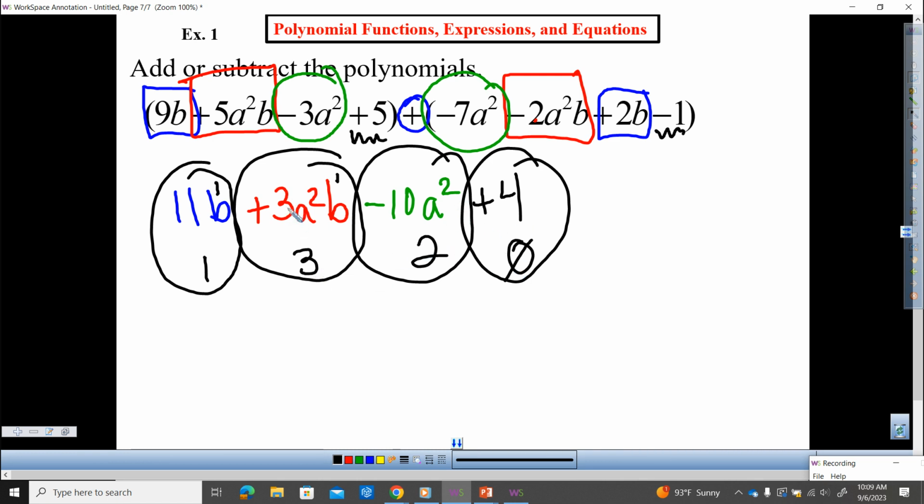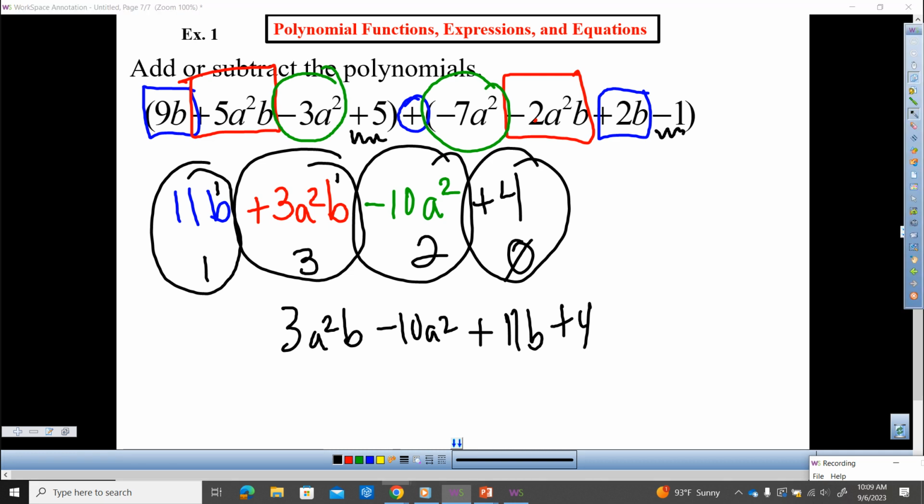So let's write from the highest degree. 3a squared b minus 10a squared plus 11b plus 4. From 1 to 5, where are you with that? Yeah, we've been doing that on the warm-ups, yeah? All right, send me your notes, please, on Canvas. On Nearpod.